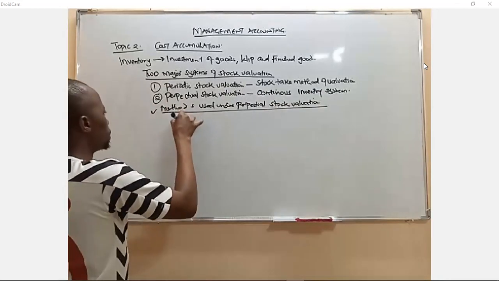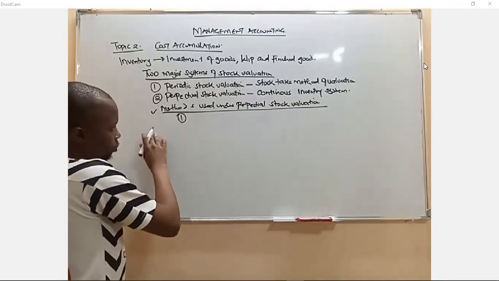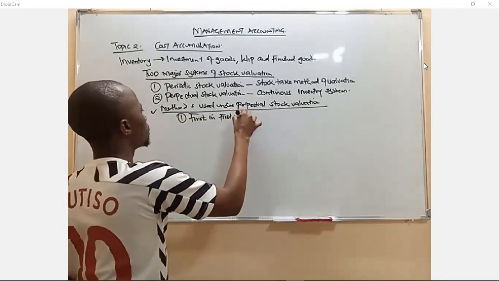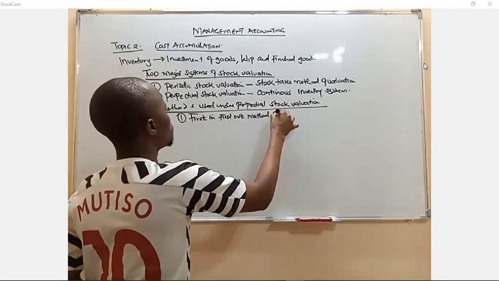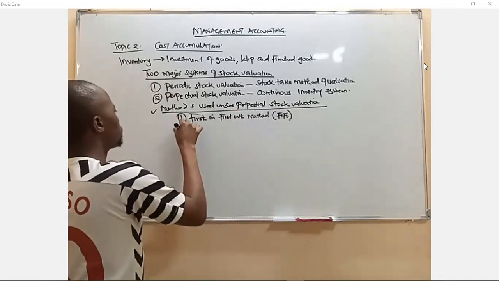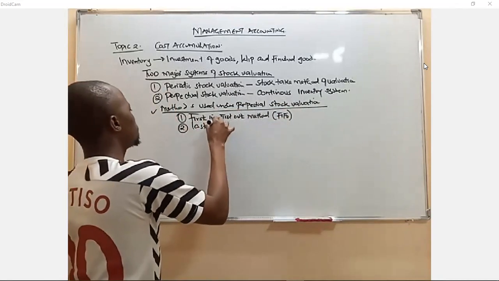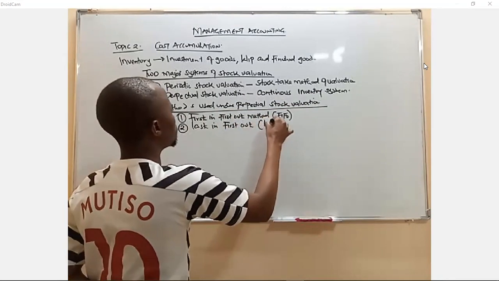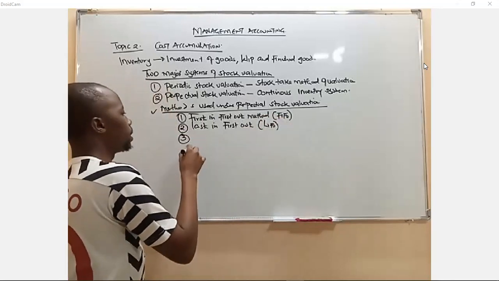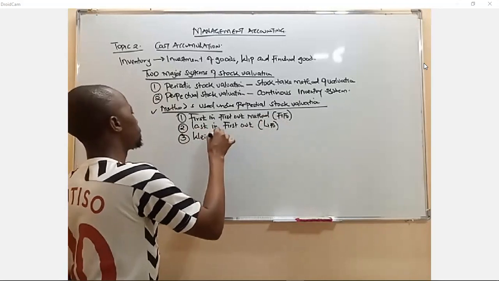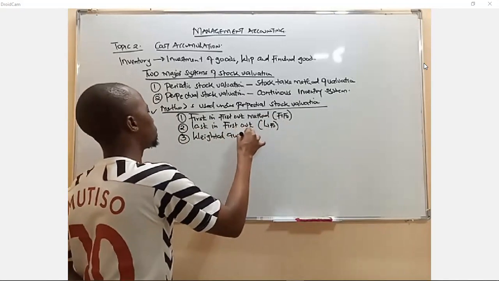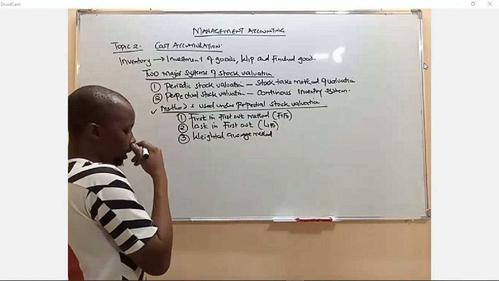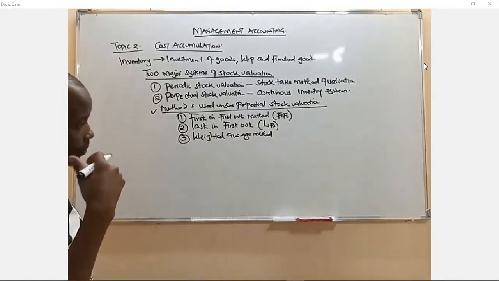One of the methods that organizations normally use, we can discuss first: first in, first out. Number one, first in, first out methods, normally called FIFO, right? Number two, we normally talk about last in, first out, normally called LIFO, right? Number three, we discuss weighted average methods. The weighted average method was already tested last year.